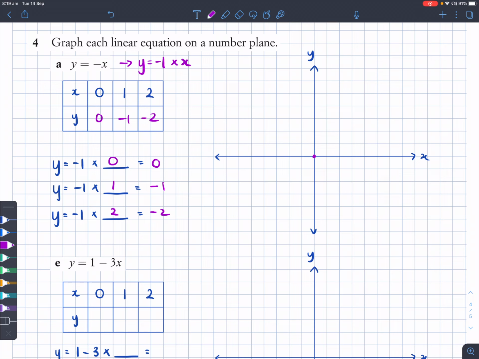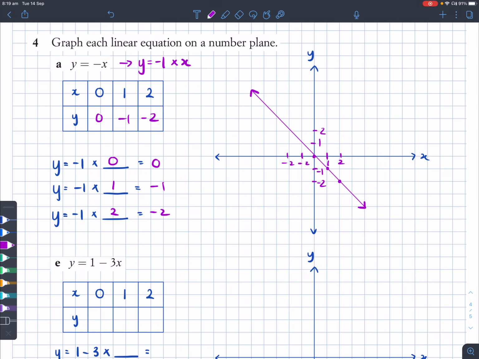0, 0 is in the middle. 1, negative 1 will be down here. And then 2, negative 2 will be down there. So we join that all together, we get that straight line. Okay, and you can plot more values on the x and y axis, but you don't really need those.